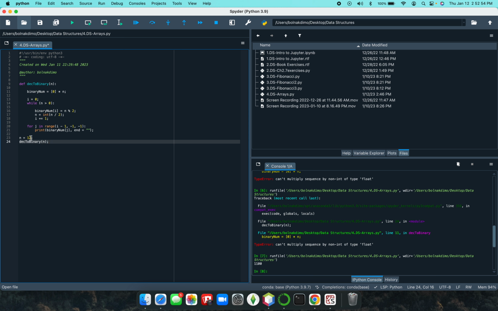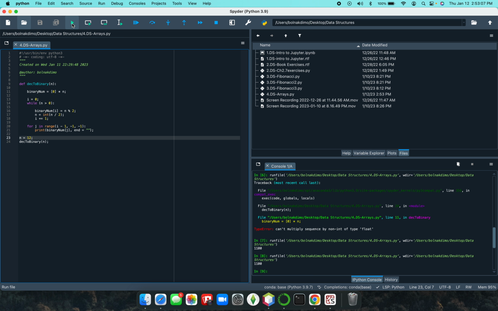So let's run this program. So we have 12 there. It only works on integers. It doesn't work on floats, so I have to only put whole numbers. So let's do 12. Run the program, and we get 1100.